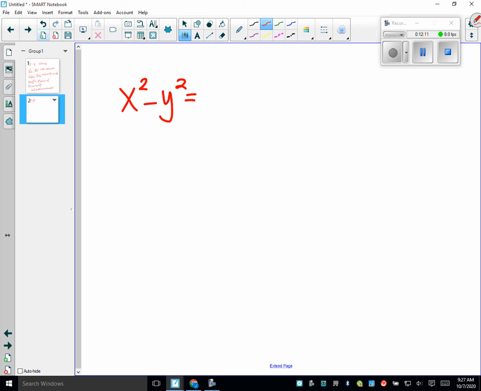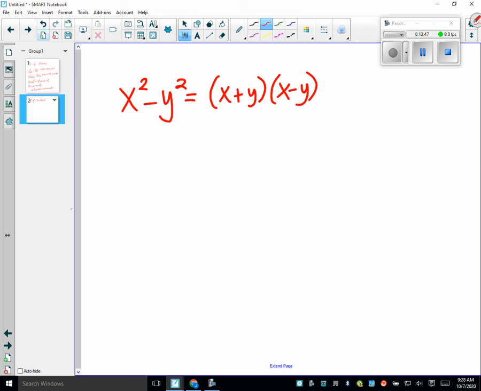When you have what's called the difference of two squares, that means a squared minus a squared. It always factors into a plus and a minus. So this is going to be x plus y, x minus y. Does that make sense? That is called difference of two squares. Anytime you see a squared minus a squared, this is going to happen.